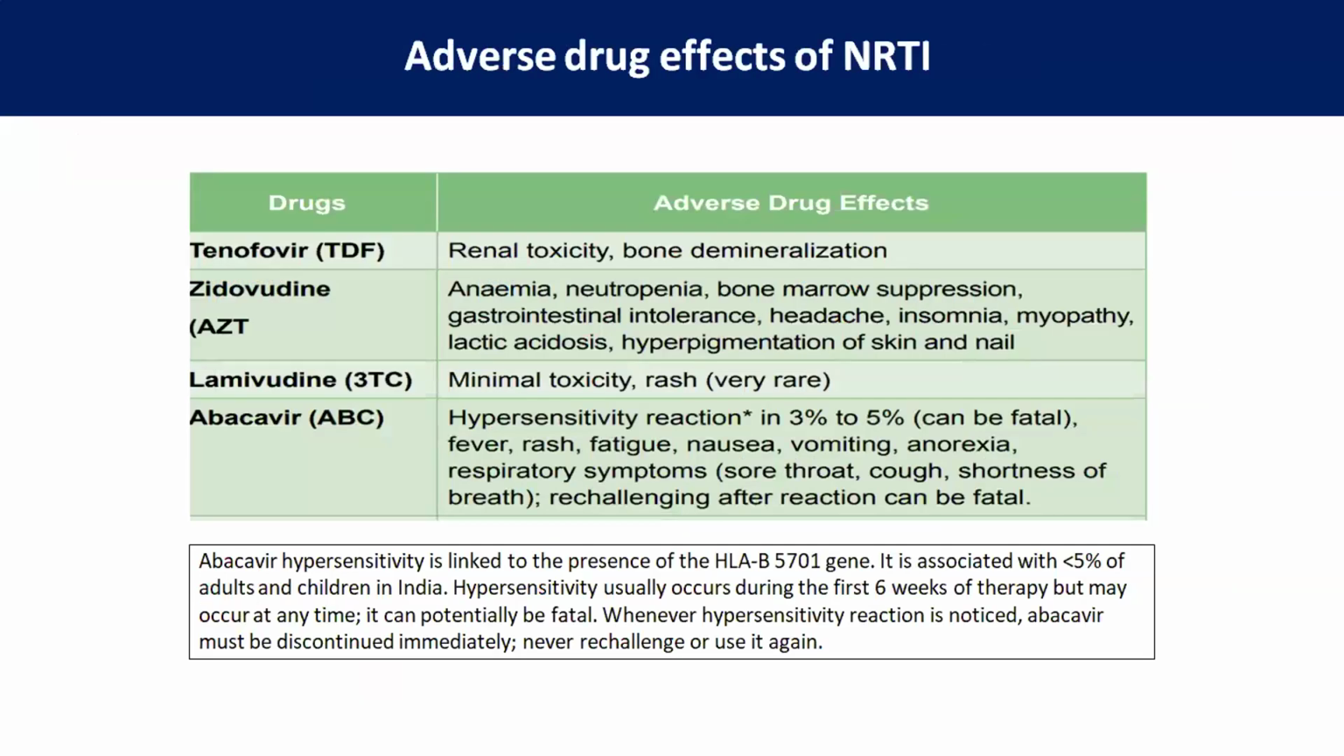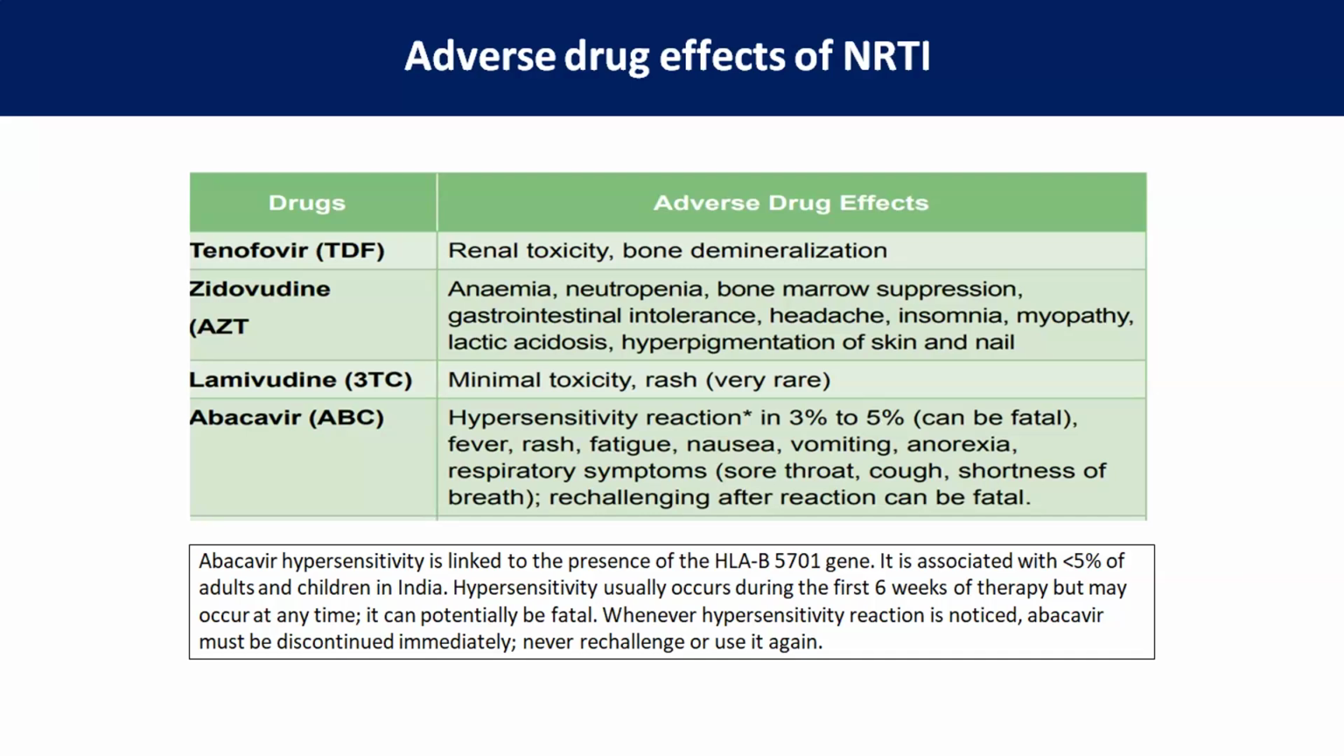Among the nucleotide reverse transcriptase inhibitors, tenofovir disoproxil fumarate is a common drug, which we are very much using in our program. It can produce renal toxicity. It can produce proximal tubular damage of the glomerulus and renal tubule. So it can cause renal wasting of the elements which are absorbed from the proximal tubule. So it can cause renal toxicity, and simultaneously calcium phosphorus absorption is also hampered. So it causes bone demineralization.